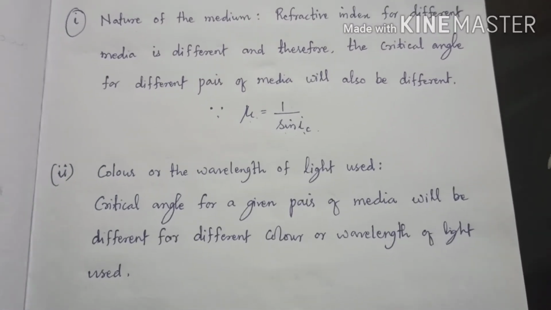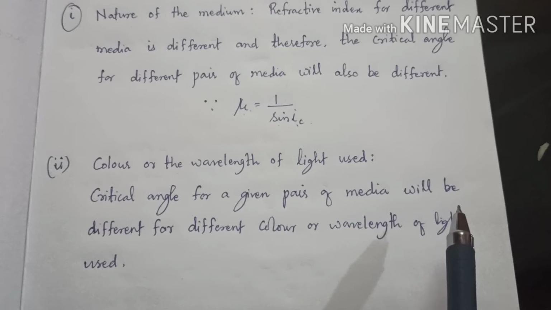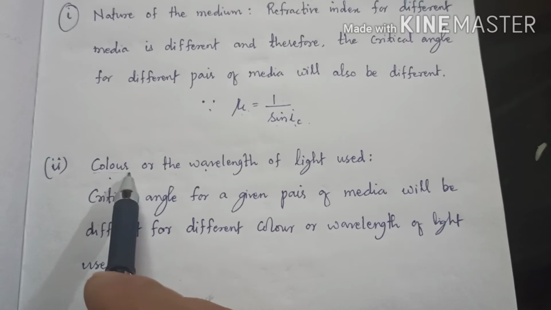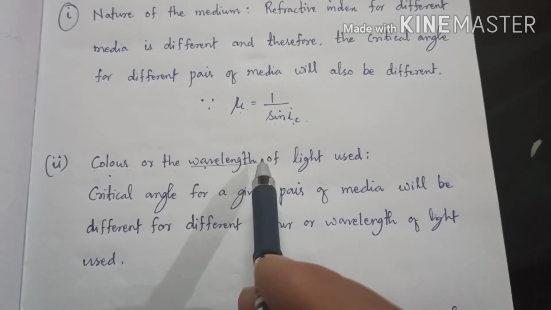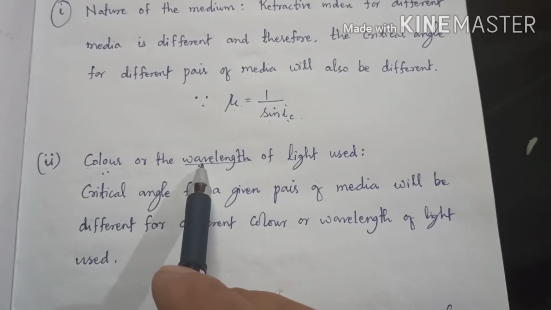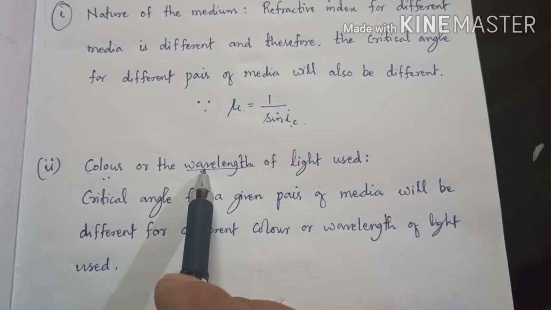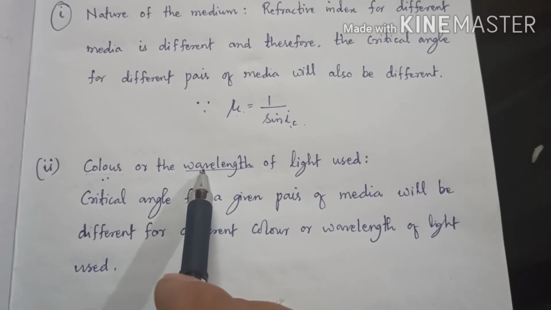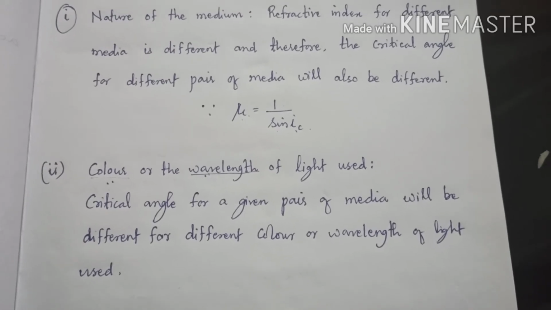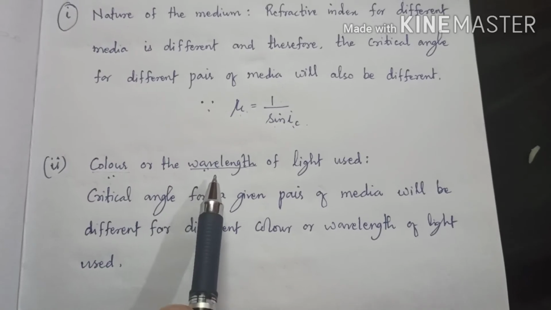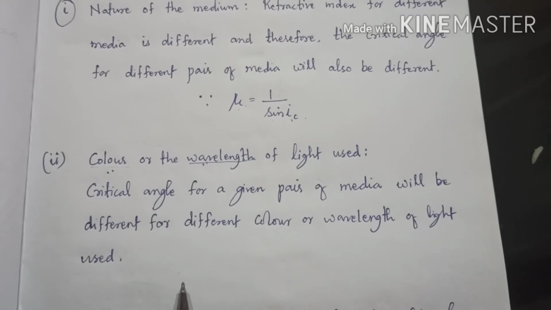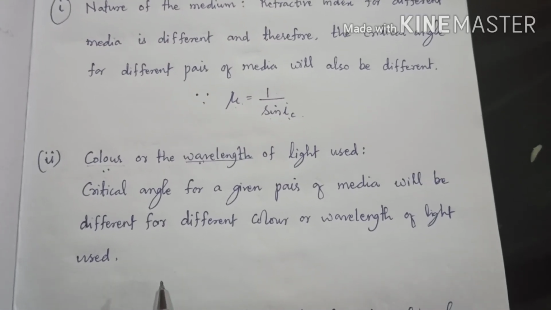Now the second factor is the color or the wavelength of light used. You know, for the color of light, wavelength is the objective property, because for different colors of light, the wavelength is different. In the visible region, we have 7 different colors of light. We call them VIBGYOR or ROYGBIV. In the visible region, red color has the highest wavelength and violet has the least wavelength. And the wavelength of other colors lies in between red and violet.